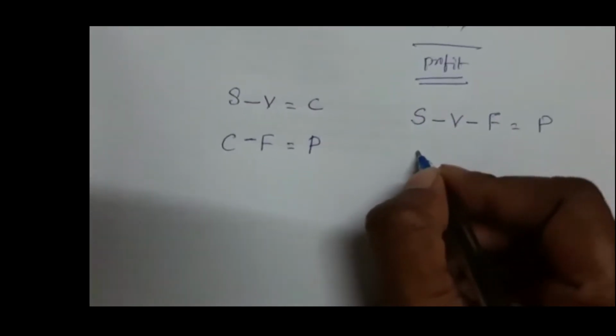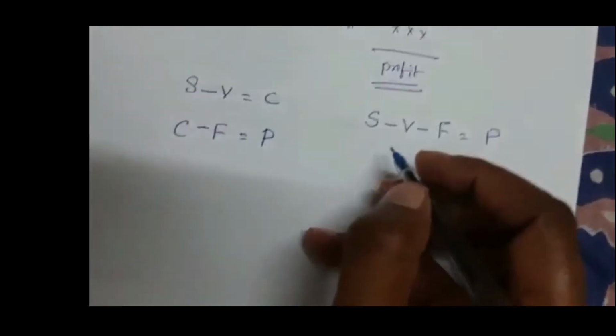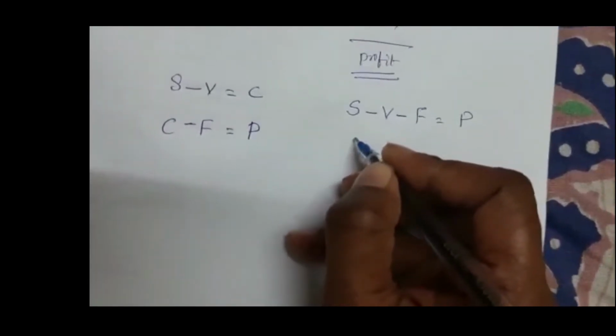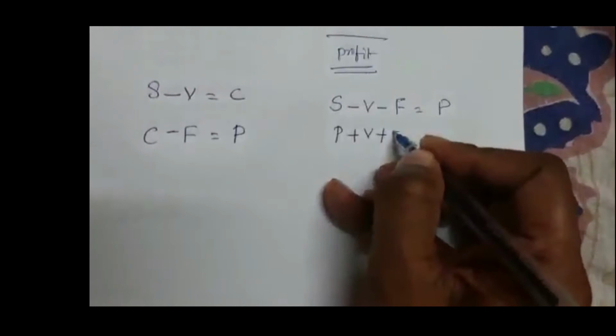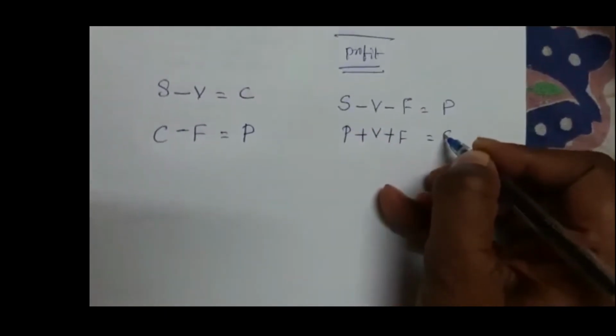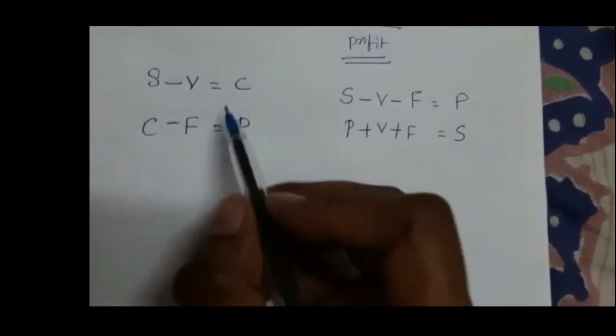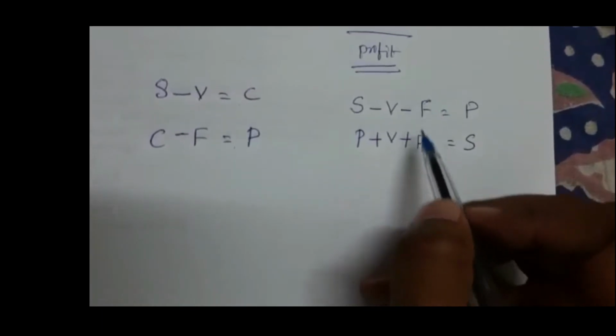Then profit plus variable cost plus fixed cost gives us sales. These are the different equations which can be drawn from the marginal costing equation.